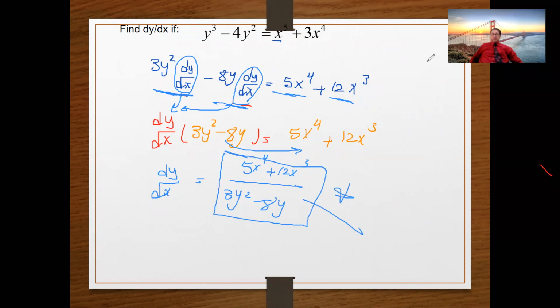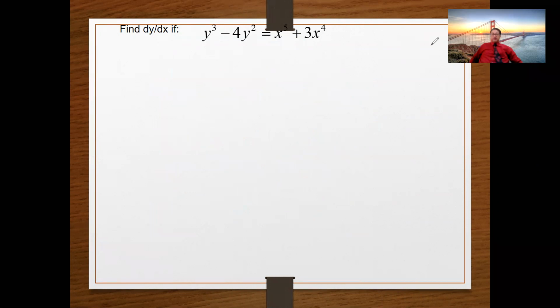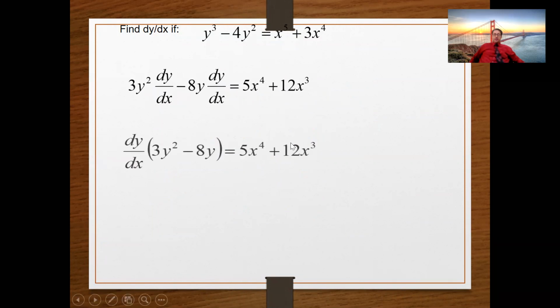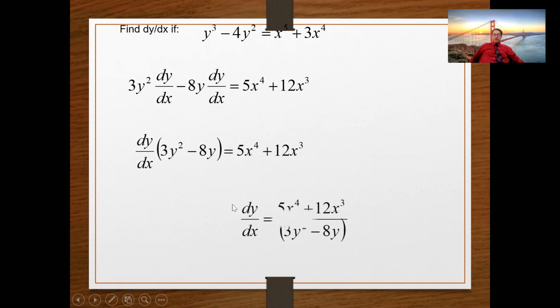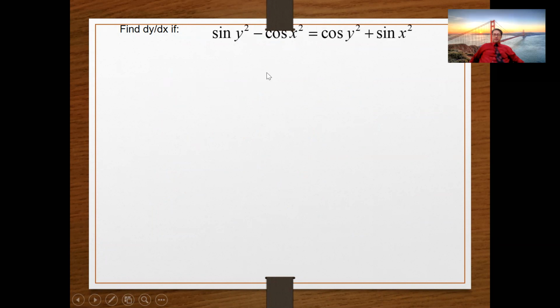Again, hurry up. 3y squared, 8y. Take a common division. Is it hard for you? Sine squared y minus cosine x, sine y all squared minus cosine x all squared is cosine y all squared plus sine x all squared.